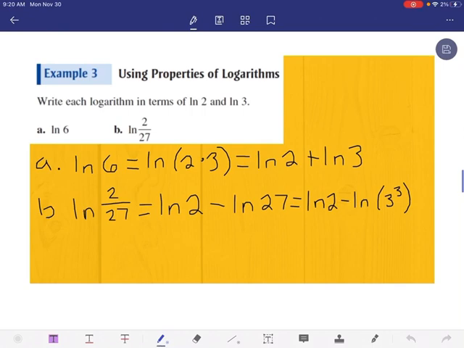And then using our power property, we can bring that 3 to the front of our natural log. And so natural log of 2 minus 3 natural log of 3 would be our final answer.